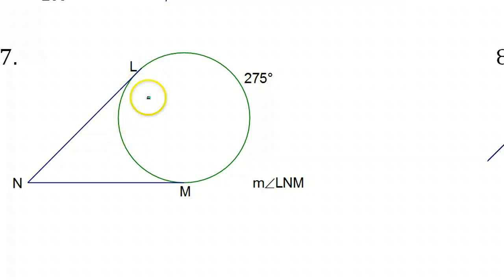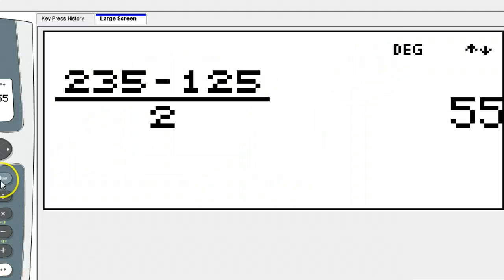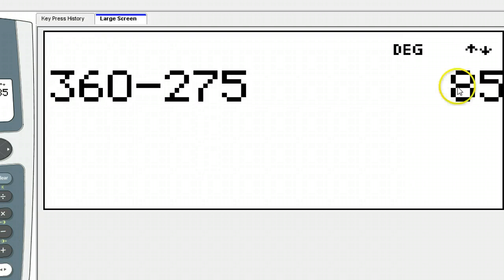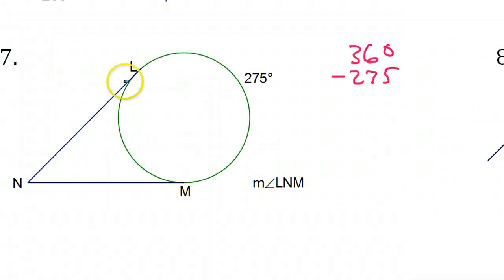All right, number 7, almost the same thing. Again, the whole circle is 360 degrees. So if I want to find this missing part, I can just do 360 minus 275. That is 85 degrees. So that tells me that arc LM here is 85 degrees.